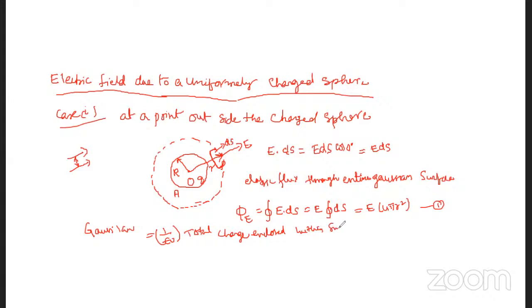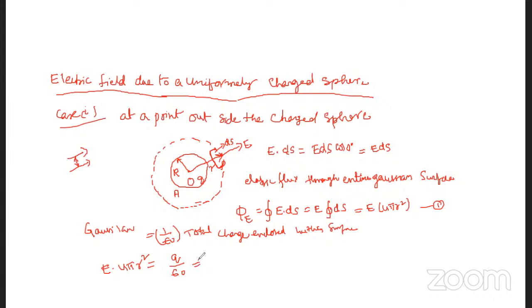Within the surface which we have. So this phi, the electric flux, is E into 4 pi r square. It should be equal to the total charge present on the Gaussian surface, Q by epsilon naught. This is what we have from Gauss law.